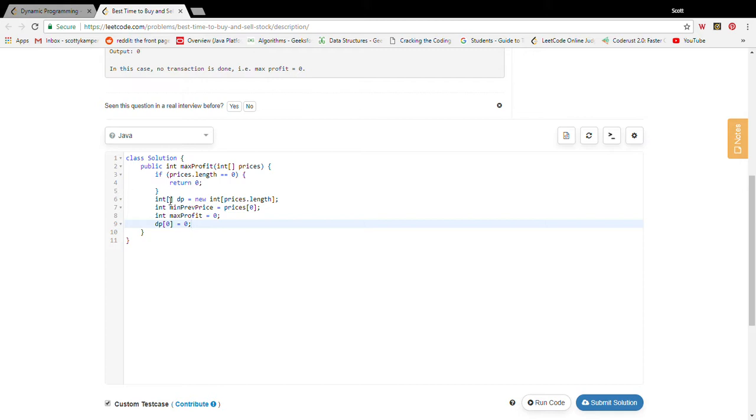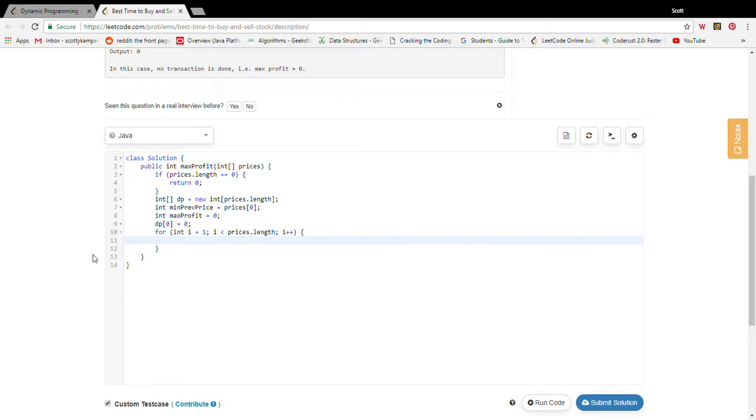So remember, this dynamic programming array represents the max profit we can earn at a certain index. So the max profit we can earn at day 0, the first day, is 0, because we can't buy and sell on the same day. So now we just have to loop through the array, starting at 1, and update our values accordingly.